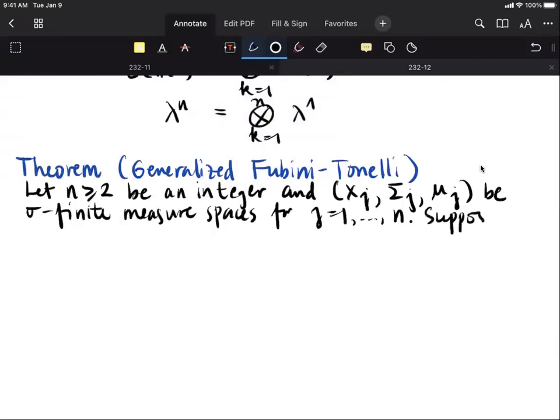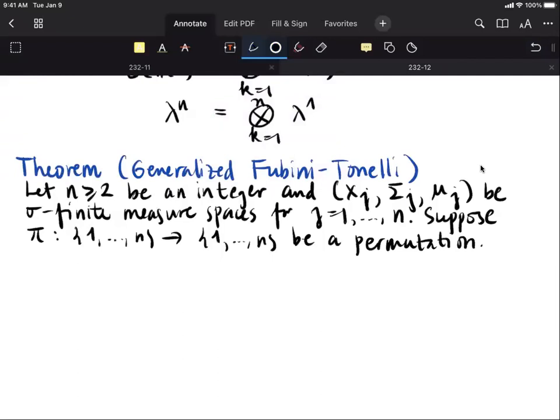Since we want to state the fact that the integral over the product space can be written as an iterated integral and the order is immaterial, we need a way to describe the reordering. And this is done precisely by, let's say, a permutation. So pi be a permutation. So this is an injective and an onto map.